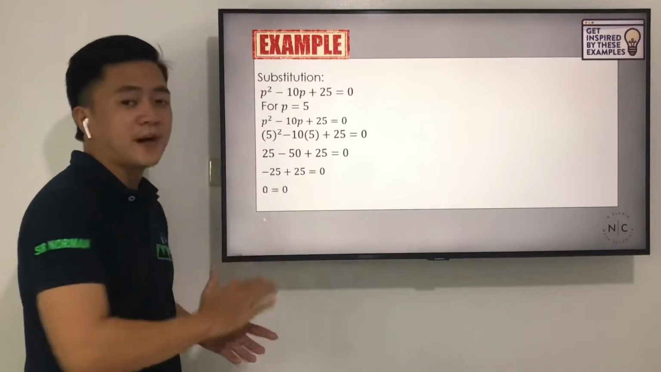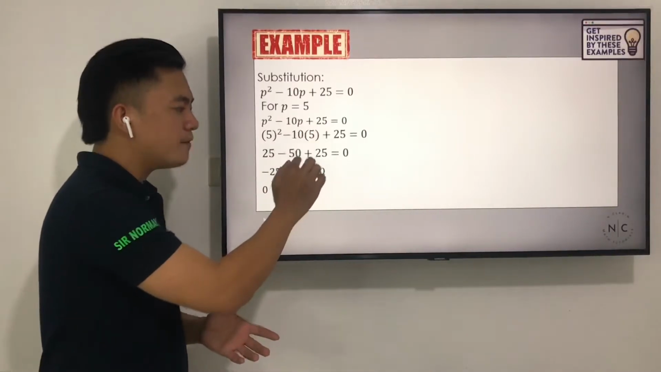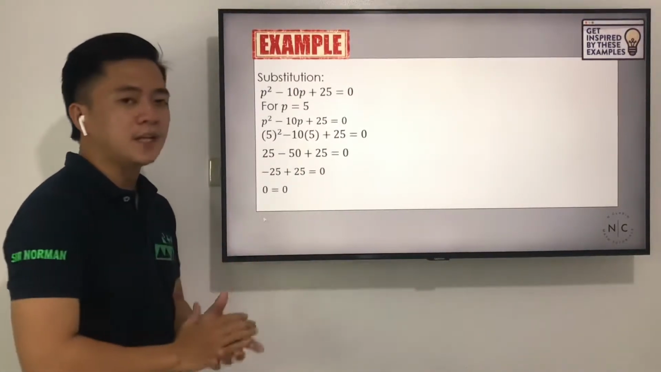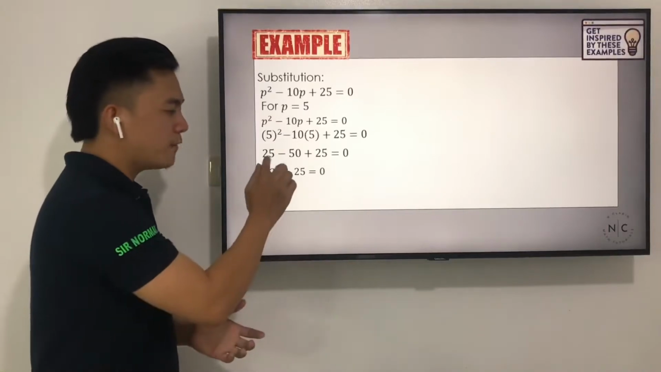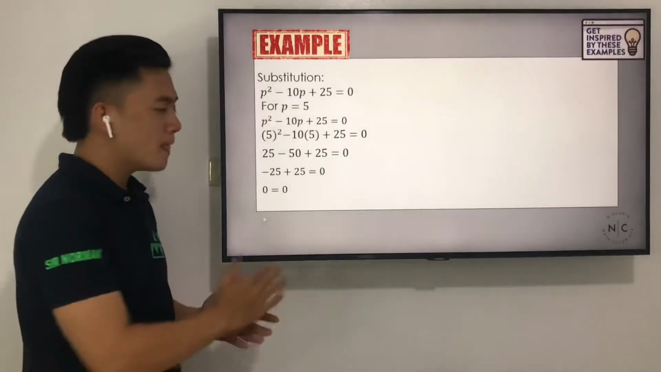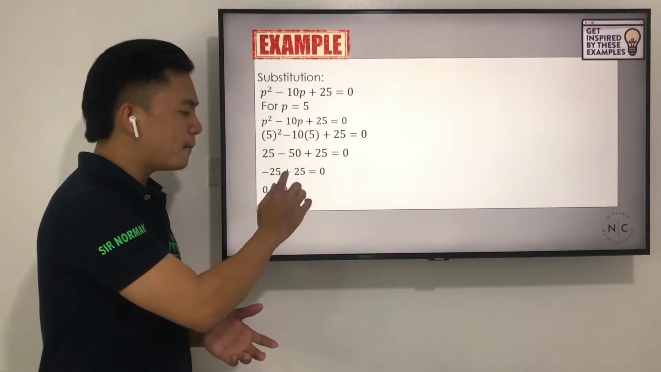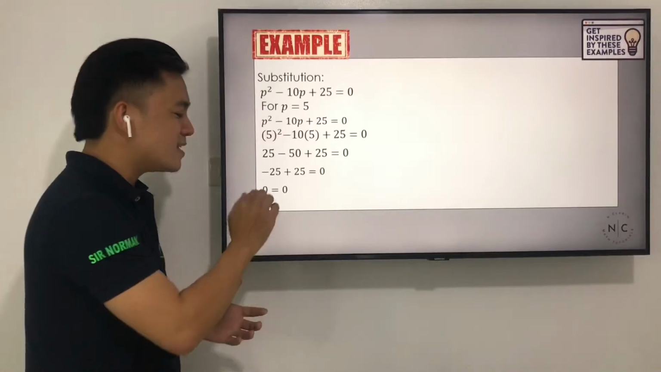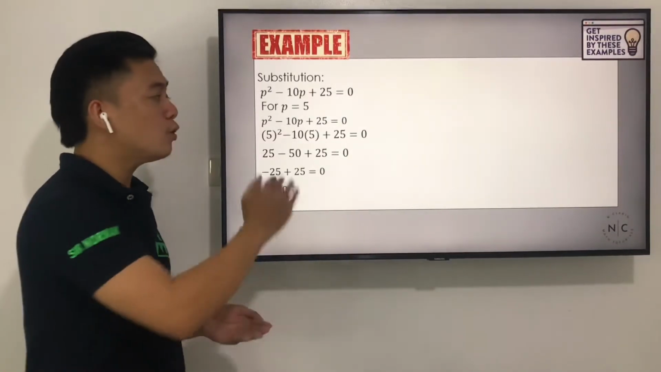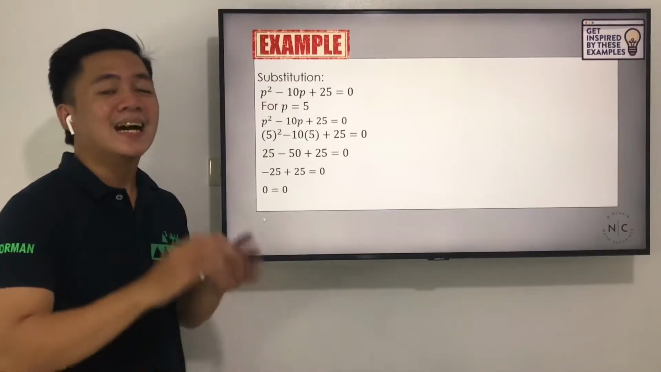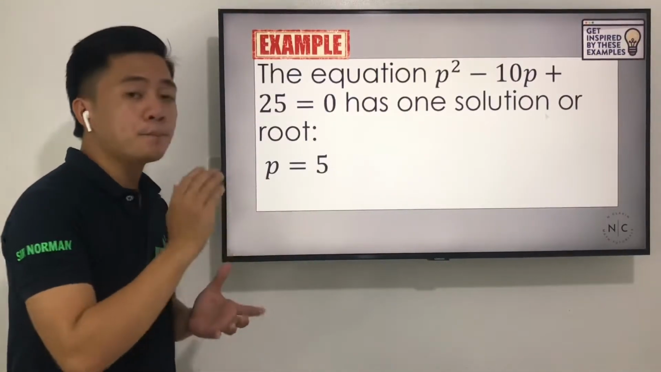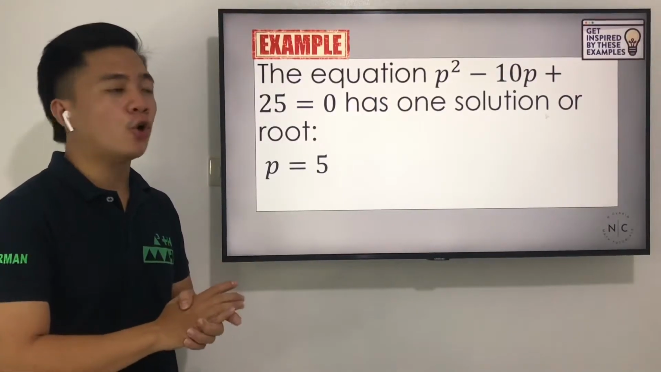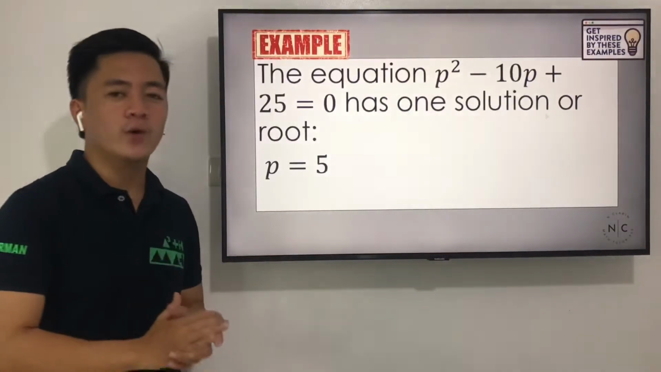5 squared is 25. And then, negative 10 times 5 is negative 50. Bring down 25. So, next is 25 minus 50 plus 25 is equal to 0. 25 minus 50 is negative 25. Bring down 25. Negative 25 plus 25 is 0. So, yung magiging final answer natin dito is 0 is equal to 0. Which means yung nakuha natin, which is p is equal to 5, is correct. Therefore, the equation p squared minus 10p plus 25 is equal to 0 has one solution or root, which is p is equal to 5.